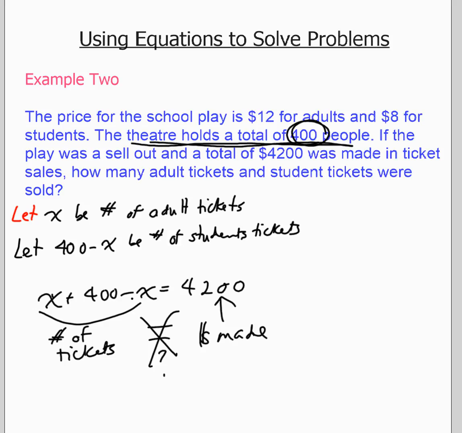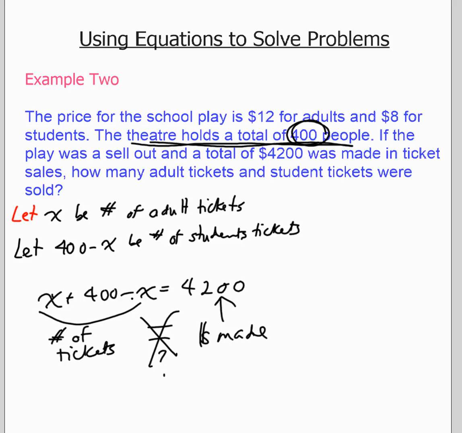Okay? The number of tickets is the number of tickets. To get how much money it was, for example, if I sold 10 adult tickets, that wouldn't be $10. That would be 10 times $12 or $120. If I sold 5 student tickets, it's not $5. It would be 5 times $8 or $40. So when you're making the equation for this one, this is what makes this one a little bit more challenging than the ones you looked at in day one.